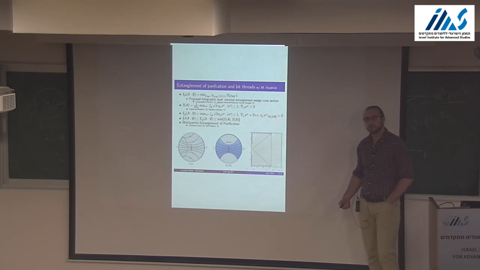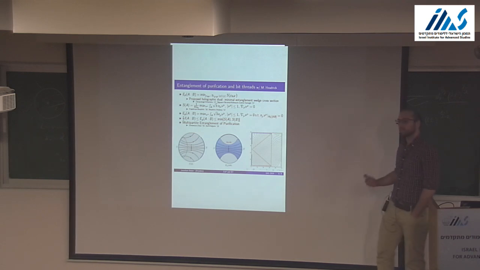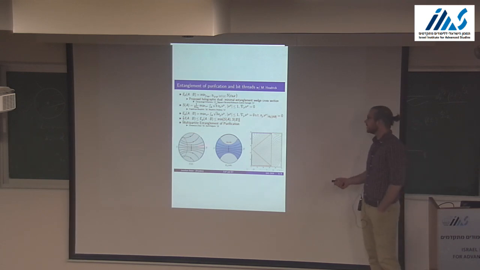There are many inequalities which relate entanglement of purification to other quantities such as the entanglement entropy and the mutual information. What I'd like to do next is describe a simple proof for one of those inequalities, which is given here: the entanglement of purification is bounded below by 1/2 the mutual information and is bounded above by the minimum of the entanglement entropy.